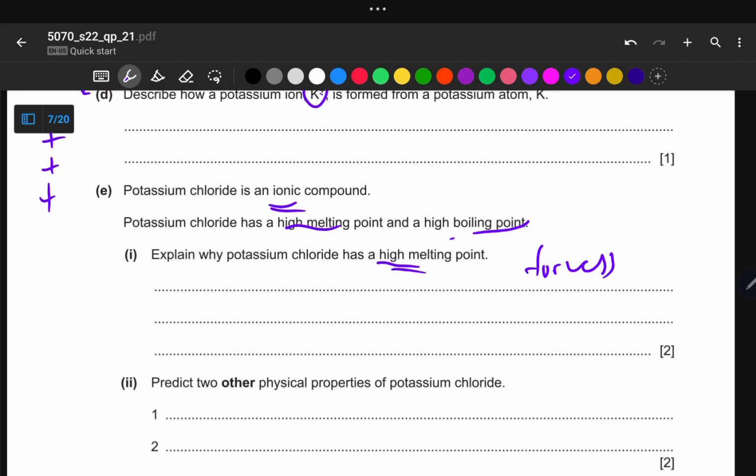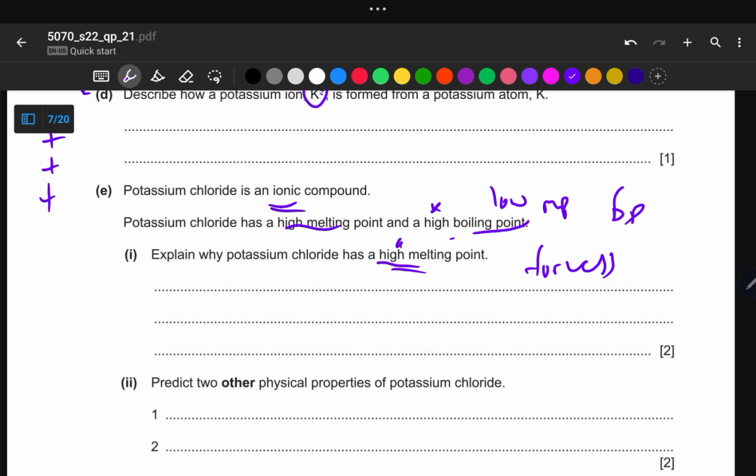So if we are to have strong intermolecular forces, we are going to have a high melting and a high boiling point. And if we are to have weak forces, we are going to have a low melting point and a low boiling point. As simple as that. So here we're having a high melting point. This simply means we're going to have stronger forces holding the particles. So you can then identify the forces, right?